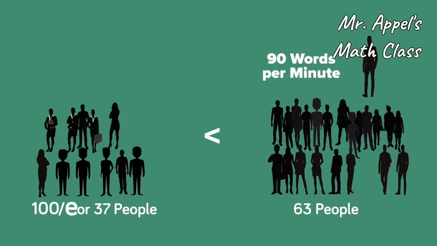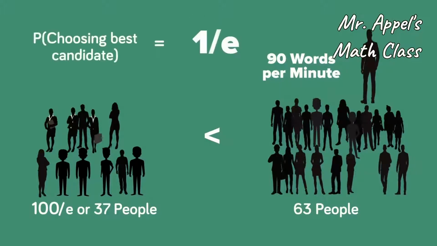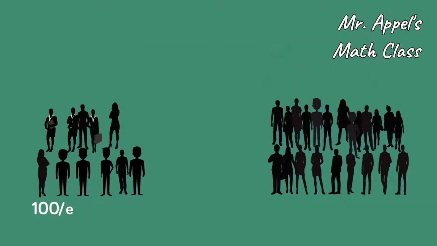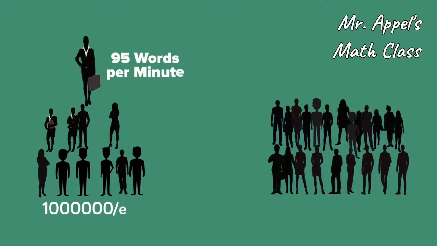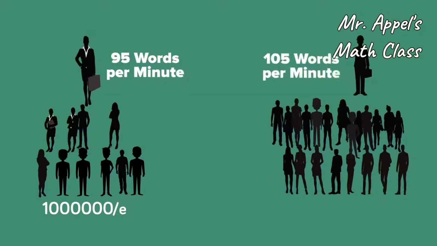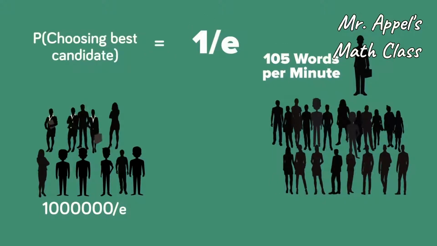And not only does e show up in the number of people you interview before making a decision, but if you follow this algorithm, you have a 1 over e chance of picking the best one. And this probability stays the same no matter how many people you have to interview. So even if you have 1,000,000 interviews lined up, just interview 1,000,000 over e of them, and then pick the next best person, and you'll have a 1 over e chance of picking the best one of those 1,000,000.